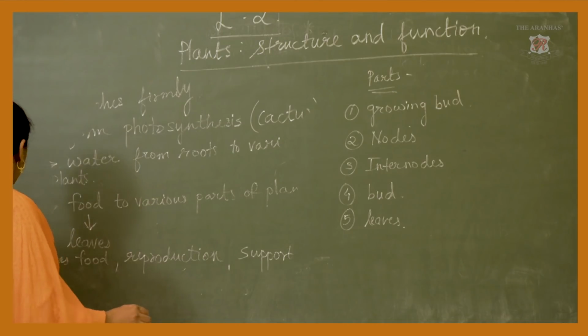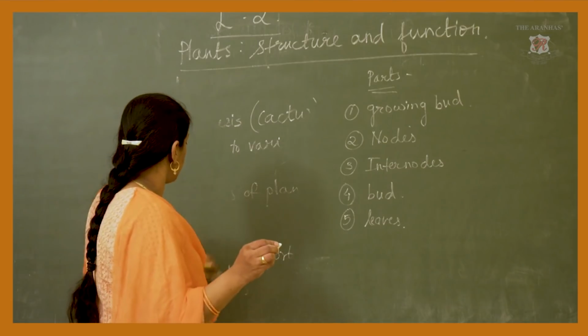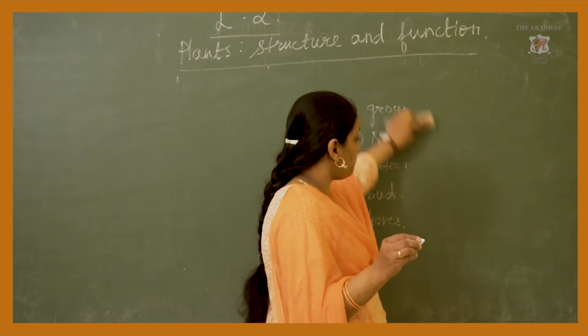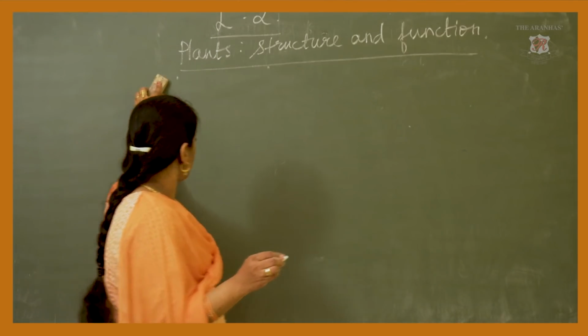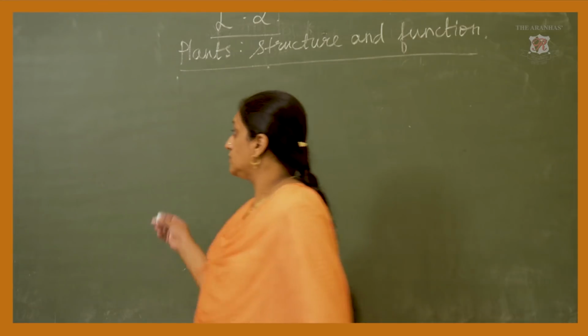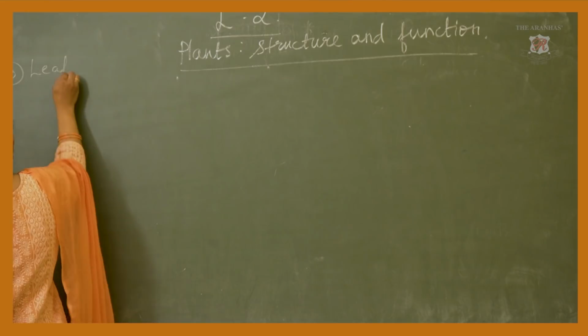This was a second part of the plant, second main part of the plant. The first main part of the plant was root, second main part of the plant is the stem. Now we go to the next part of the plant, is the leaf. See, the third important part of a plant is leaf.